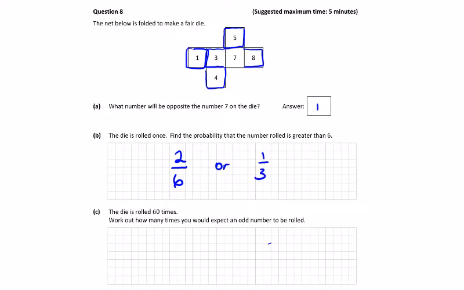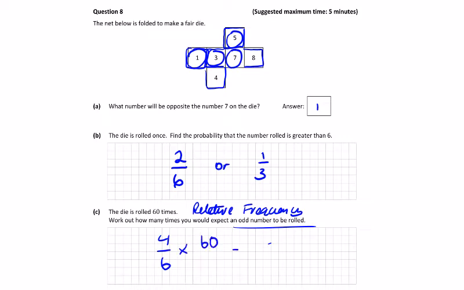Read the question carefully. The dice is rolled 60 times, so this is relative frequency. We just multiply this by the probability of it happening. So what are they asking us? How many times would you expect an odd number to be rolled? So we have a 1, a 3, a 5, and a 7. 4 odd numbers out of 6 multiplied by 60. And this will give 60 divided by 6 is 10, times 4. We would expect 40 odd numbers.